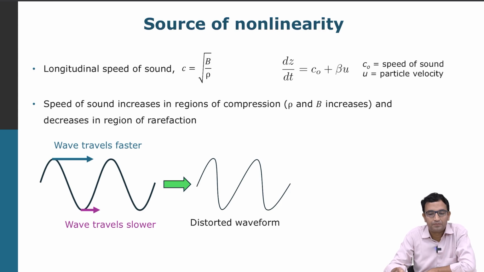So what do you expect? So now let's just observe this figure right here, which shows that in the compression phase, the speed of sound is faster, and in the rarefaction phase, the speed of sound is lower, because in the compression phase, the medium will get compressed, and in the rarefaction phase, the density will drop. So now what do you expect? This part of the wave will actually start gaining over this part of the wave. It will start moving forward, and this part will start getting left behind. So you start getting this distorted waveform, right.